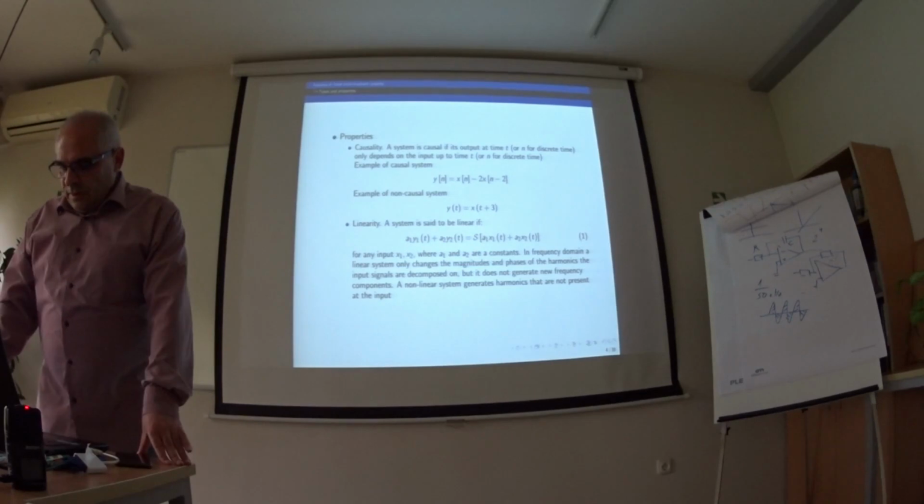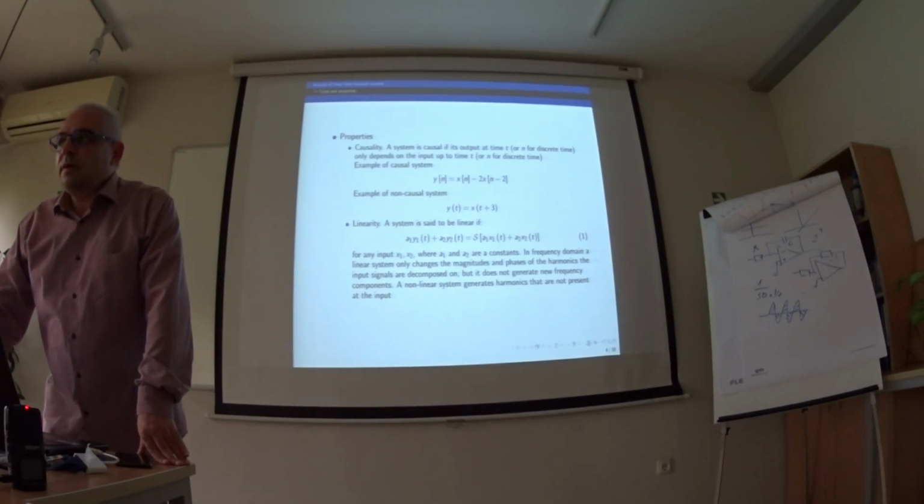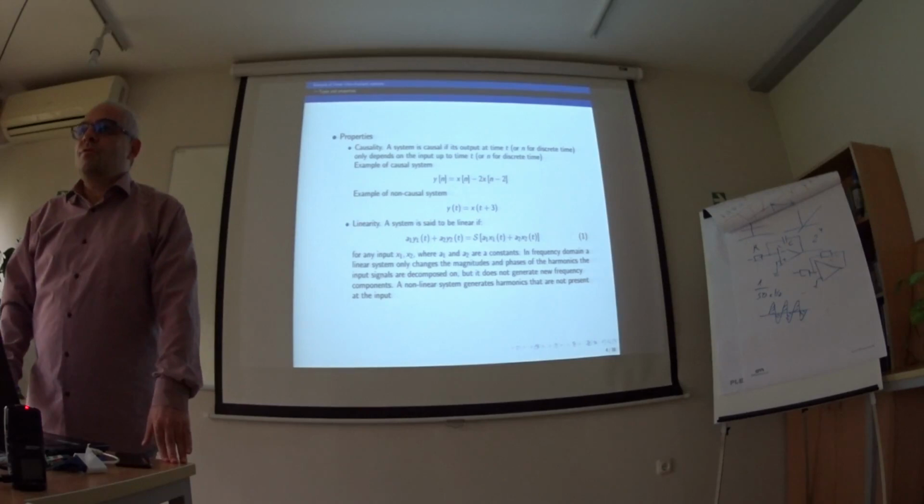takes into account some previous values of the input signal. The first property is causality. It is a very simple property. A system is causal when it depends on the current input and its history. A causal system doesn't depend on the future. Very, very strange.